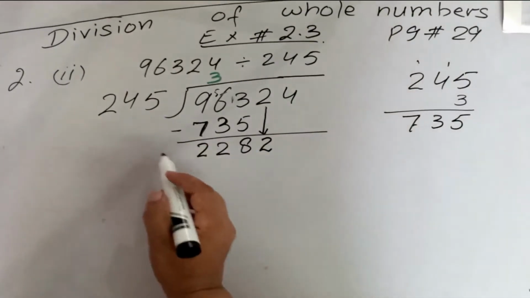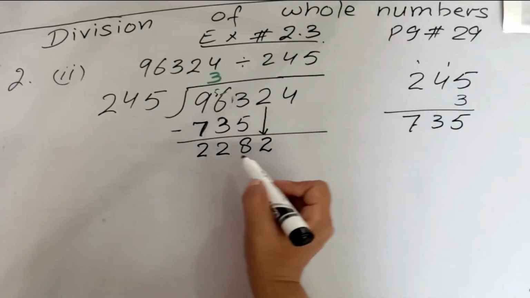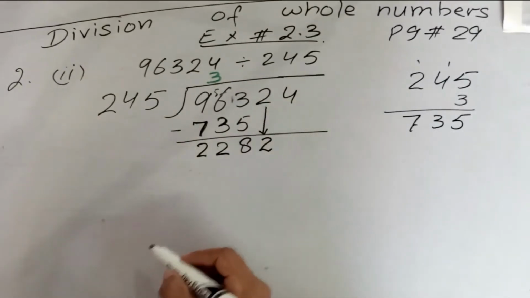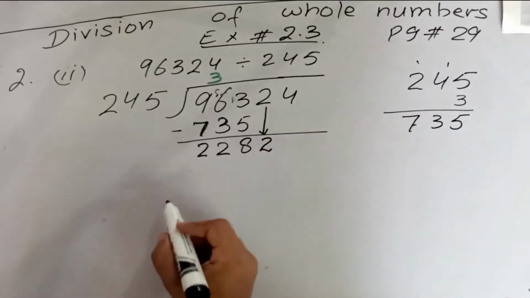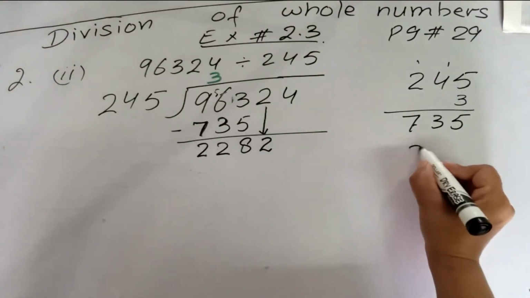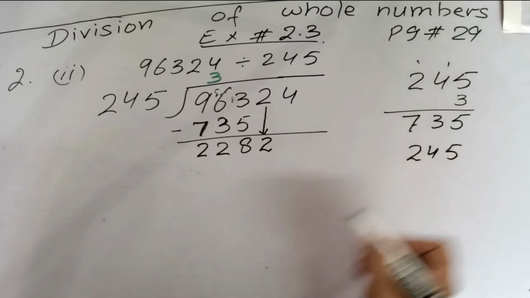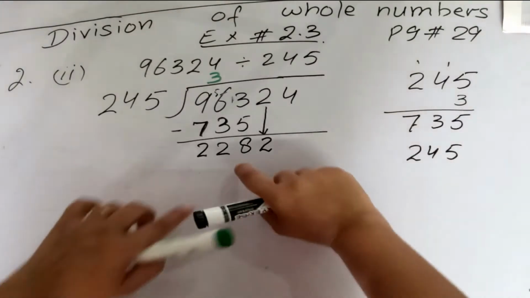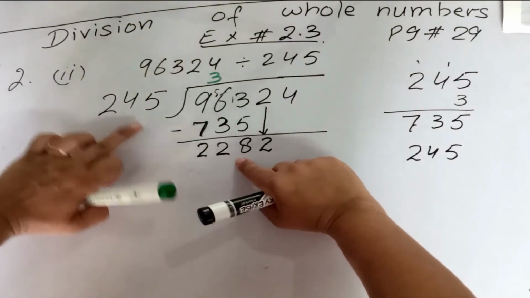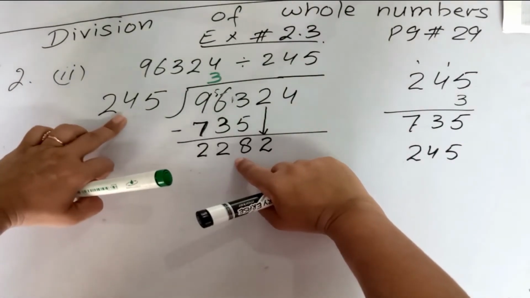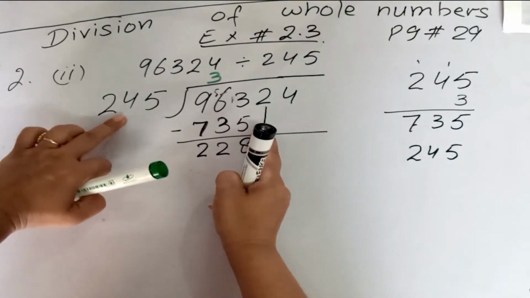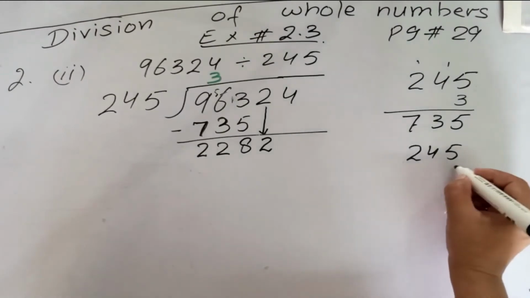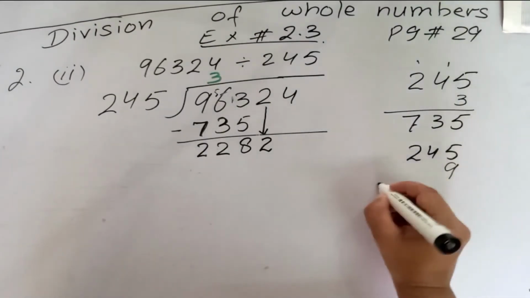ठीक है. नाउ आपने 2 को नीचे उतार लिया है. ठीक है, यही होती है ना आपकी डिवीजन का प्रोसेस. You have to bring this 2 at this place. Now again 245, you have to multiply it by some number. If I multiply it, you can see over here that this number was quite nearer to 245, this value. So I will multiply it by some bigger number, 8 or 9. So I am multiplying it with 9.